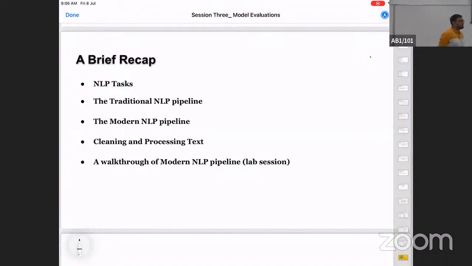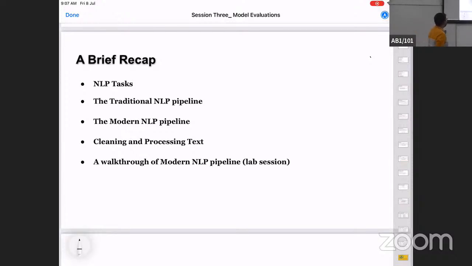So we have looked into NLP tasks, right? We have looked into NLU and NLG, natural language understanding and natural language generation, and different tasks which come under these 2 subtypes. We have looked into the traditional NLP pipeline, which has 4 stages. We have also looked into the modern NLP pipeline, which also has 4 stages, but a very different kind of way to solve the same problems.